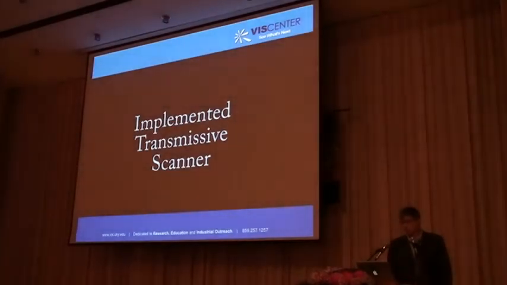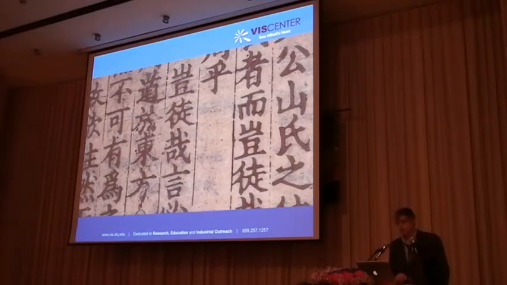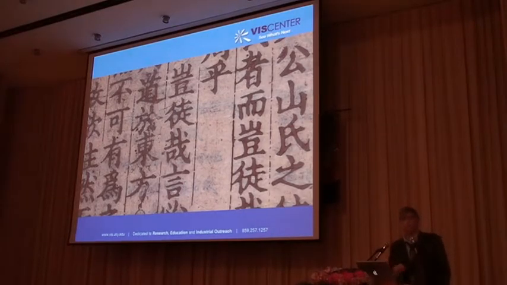Let me skip this. Okay, so here's an example that we did last year at Academia Sinica. This is a page from a copy, it's Yuan Dynasty. It's the annotated Analects of Confucius by Zhu Xi, but there's text on the back. And you can see, this is the front, and you can see there's a little bleed through, there's something on the back of this page.